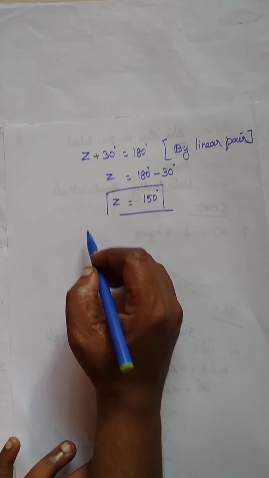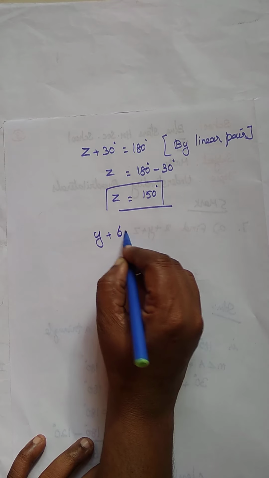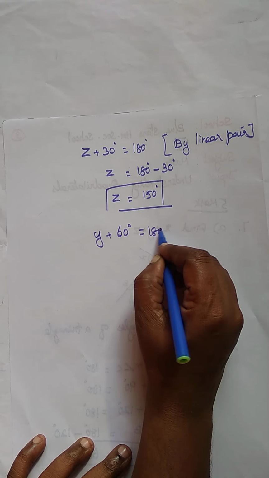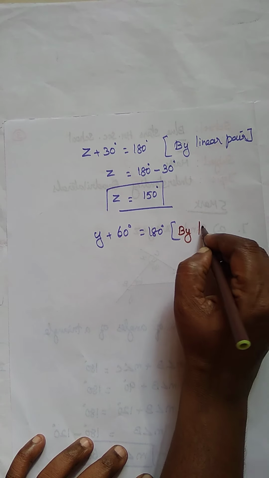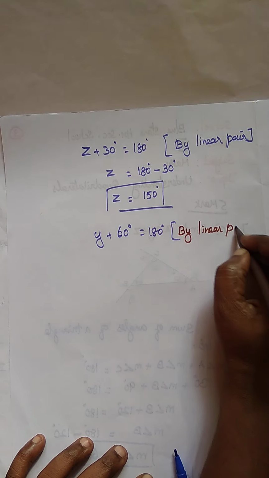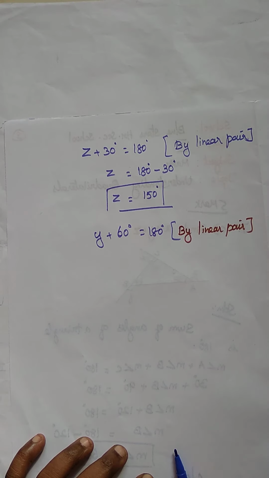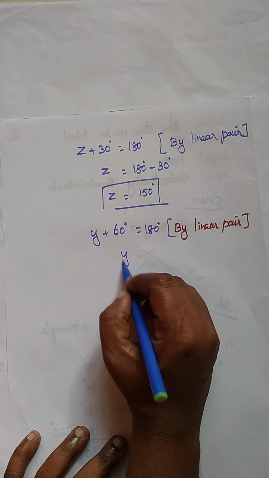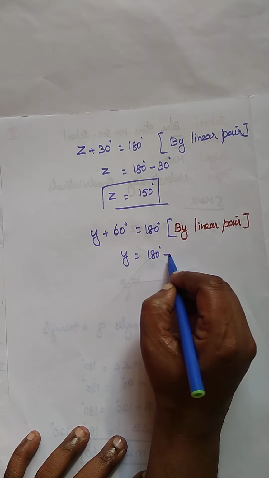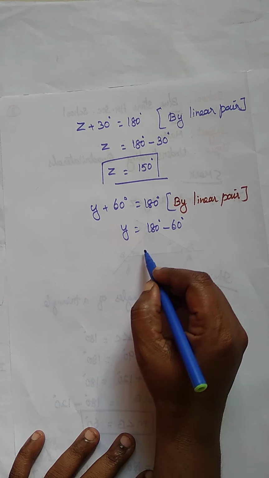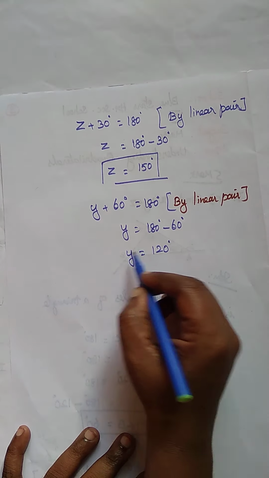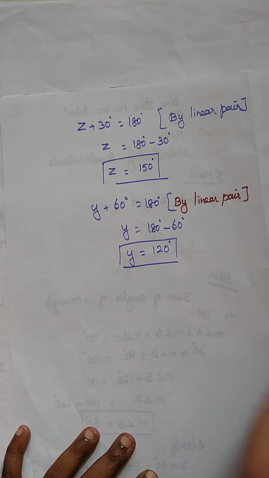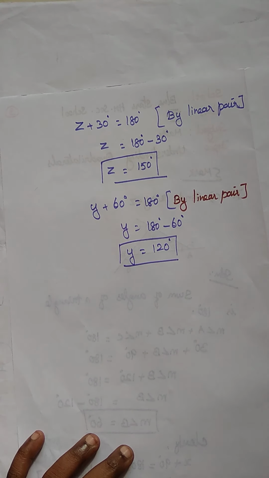Okay, so now write y plus 60 degree is equal to 180 degree. Reason is by linear pair. So now we subtract that. y is equal to 180 degree minus 60 degree. So 180 minus 60 is what? 120 degree. So y is equal to 120 degree. Clear? So now we find the three angles.